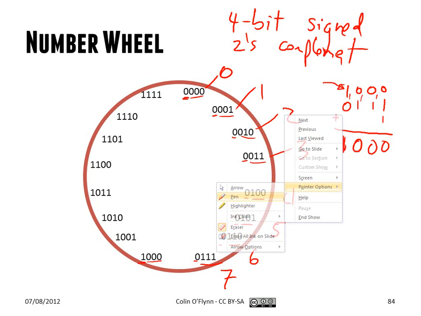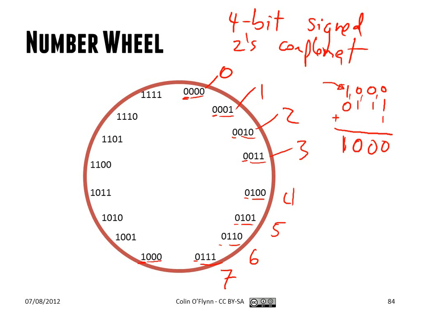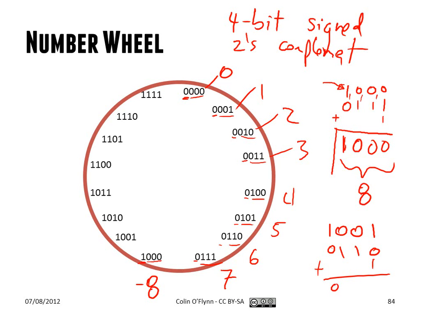We're ignoring a higher bit if there's anything above that. So we're just taking those 4 bits. Those 4 bits are equivalent to 8, and again, it's negative, so we have negative 8. If we have 1001, say we convert 0110, add 1, and we get 0111. This is 7, so it's negative 7.